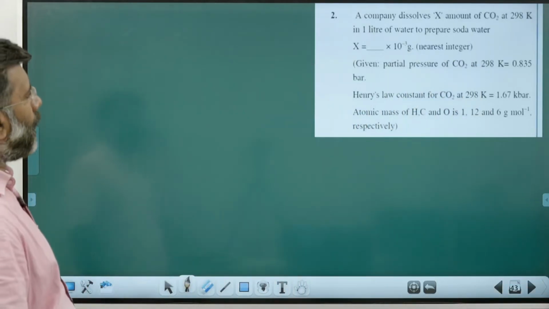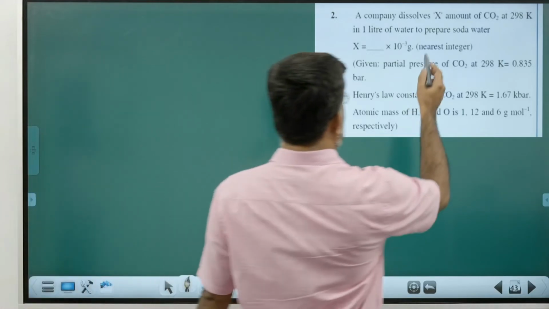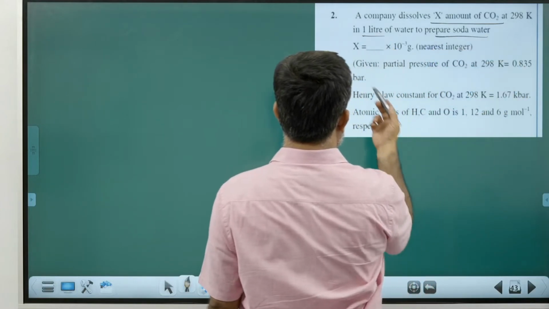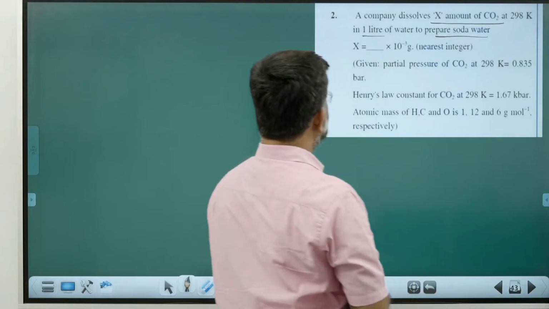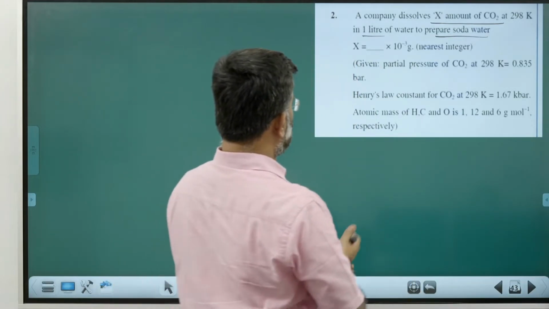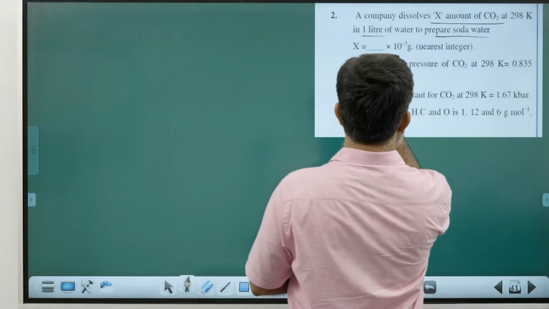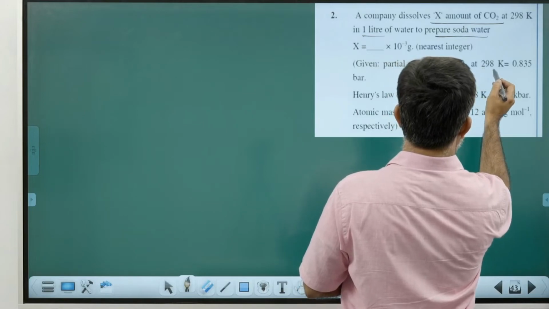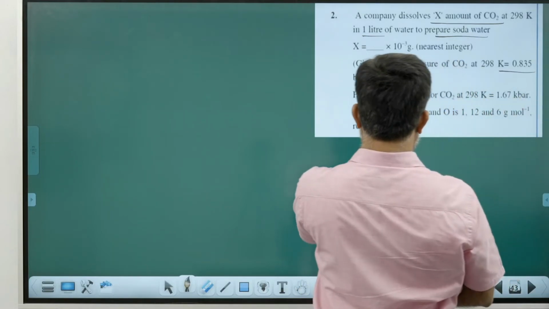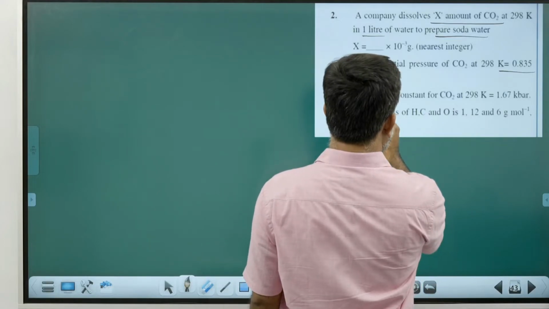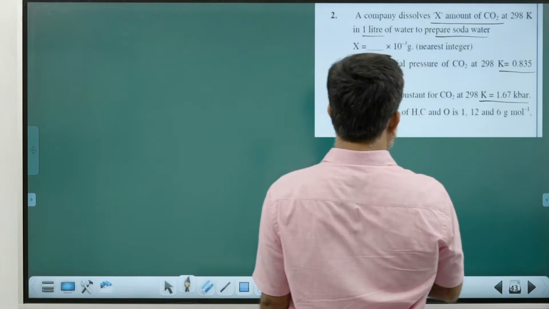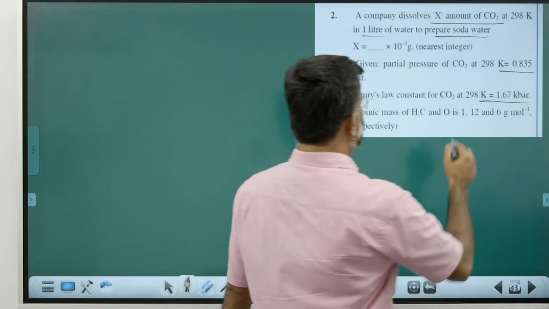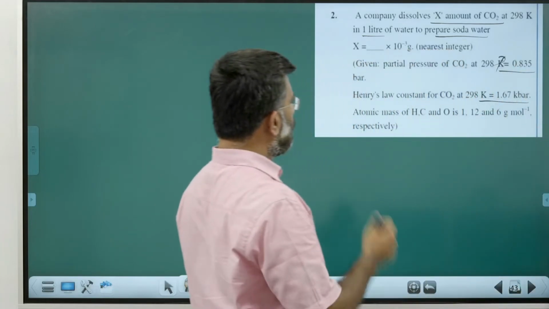A company dissolves X amount of carbon dioxide in 1 liter to prepare soda water. So what is X? The partial pressure of carbon dioxide at 298 Kelvin is given, and Henry's law constant is given. So Henry's law constant is given, partial pressure is given.